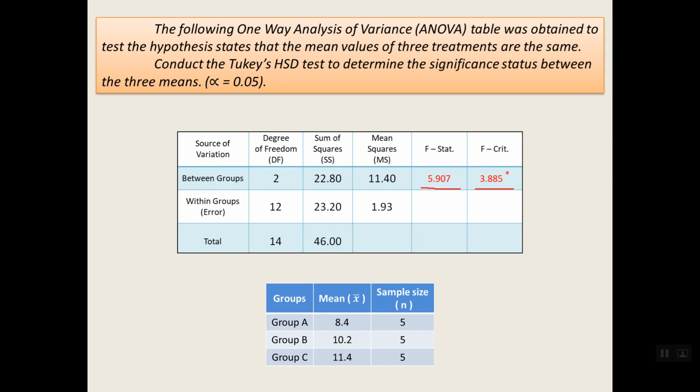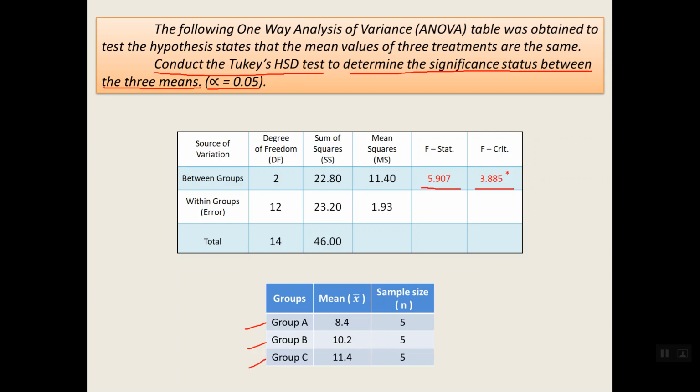So what is needed in our question? We need to conduct the Tukey HSD test or procedure to determine the significant status between the three means. The significance level is 0.05. Below we have the three groups: group A, group B, and group C.